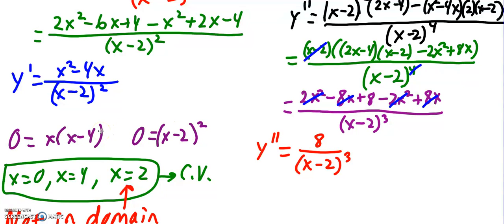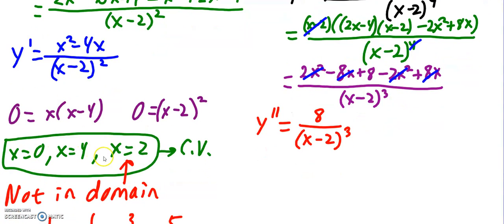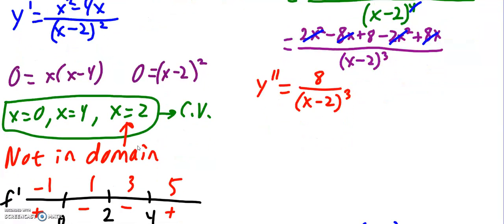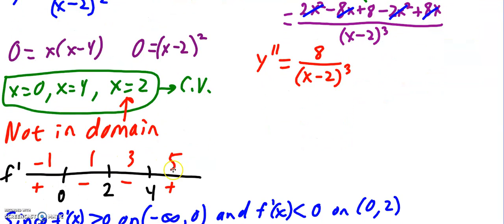I want to find my critical values. So I set the numerator equal to 0, and I set the denominator equal to 0. I end up with x equals 0, x equals 4, and x equals 2. But remember, 2 is not within my domain, so technically that's not a critical value. However, when I do my increasing decreasing chart, it's critical that I put it on there because it'll help me with the test.